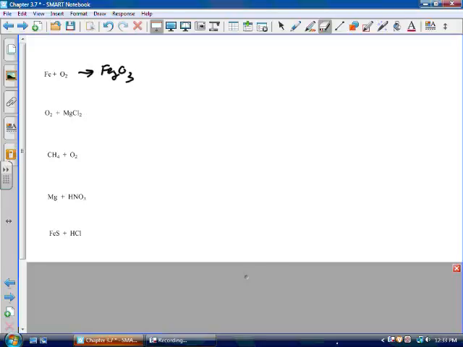In our next example, we have an element, oxygen, reacting with a compound, magnesium chloride, MgCl2. When I have an element with a compound, that is a single displacement reaction. Since oxygen is a non-metal, we need to see that it will replace part of that compound. Oxygen is a non-metal, so it will replace the non-metal portion of the compound, which is the chlorine. So magnesium is +2, is going to go with oxygen, which is -2, to form MgO. Chlorine, which was part of the compound, is now going to go off by itself.